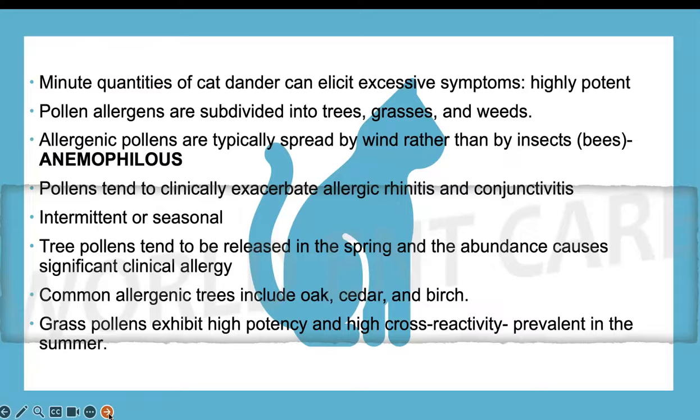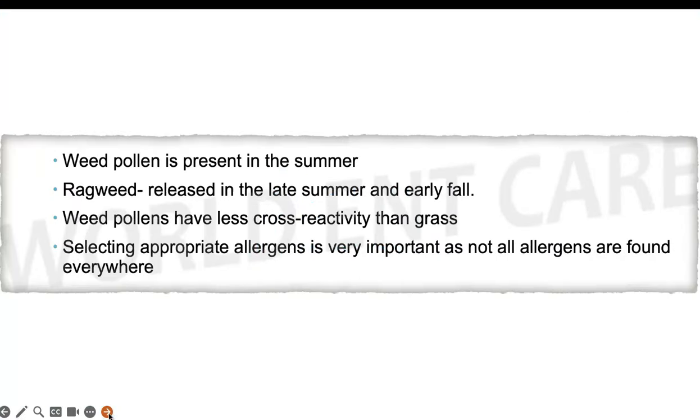Tree pollens tend to be released in spring, and their abundance causes significant clinical allergy. Common allergic trees include oak, cedar, and birch. Grass pollens exhibit high potency and high cross reactivity, and are mainly more prevalent in summer. Wheat pollens are present and fall in summer. Ragweed is a potent, abundant, and widely distributed pollen that tends to be released in late summer and early fall.